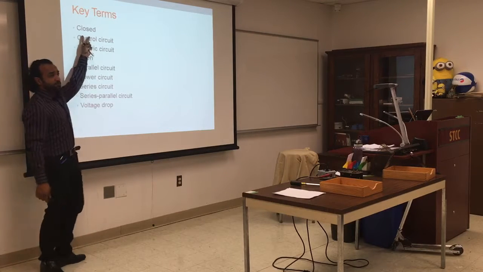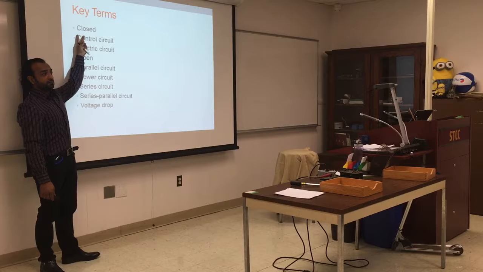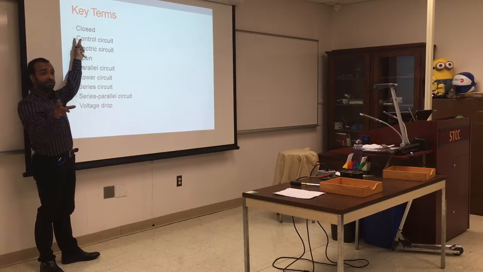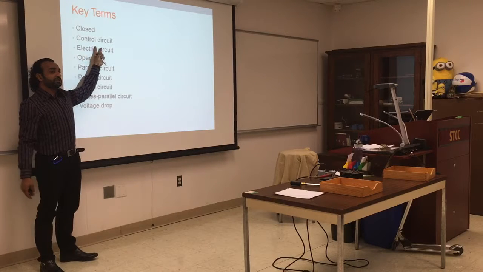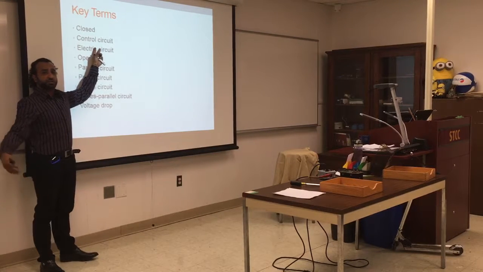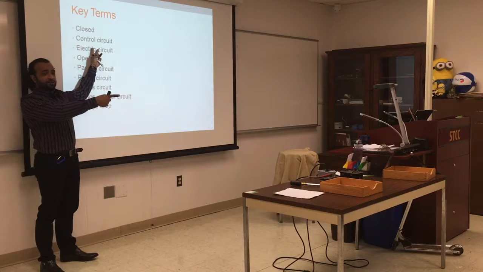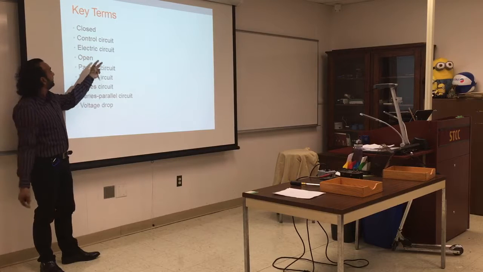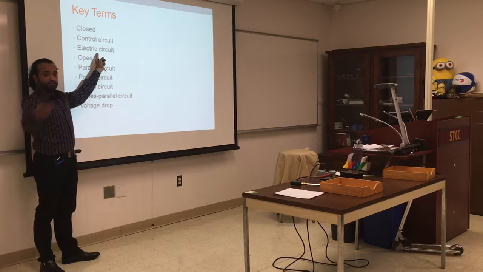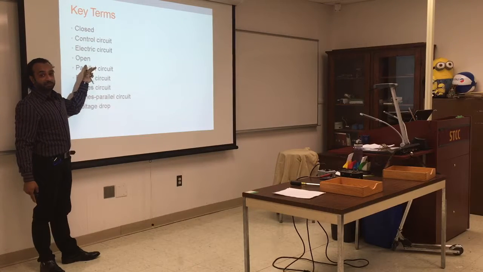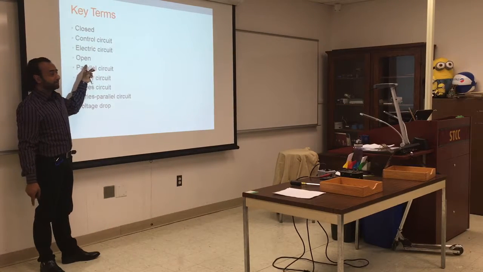Well, what does closed mean? It's connected. There's nowhere for it to go. Yeah, it's a complete circuit, there's no opening in it. Control circuit. What is a control circuit? We try to control things on and off. If I want to control the AC, I'm going to use a thermostat. That's a control circuit. If I want to set the temperature, I'm controlling the AC. Electric circuit, a complete path. Open is an incomplete path. There is discontinuation.